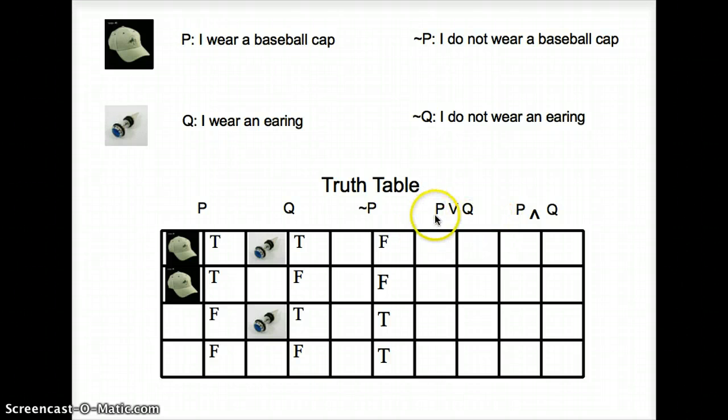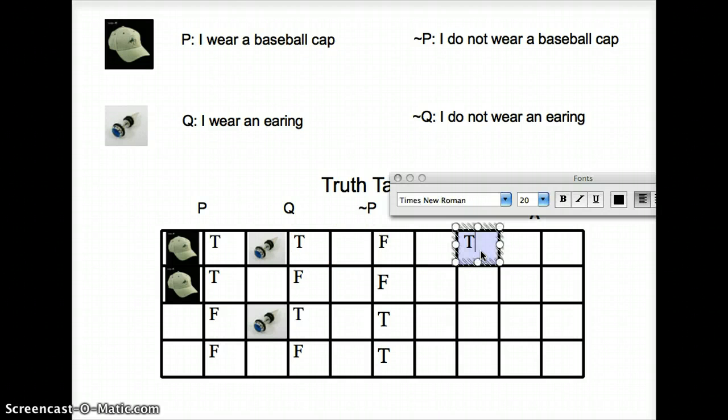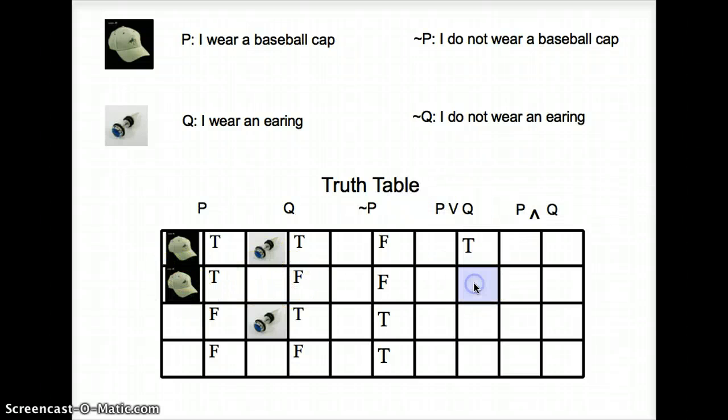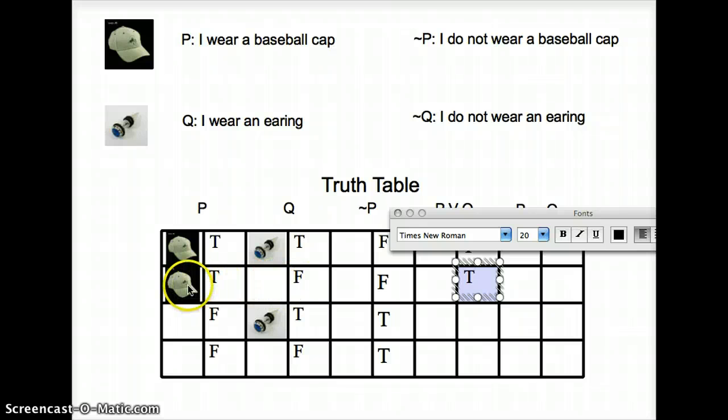Now let's look at an OR statement. An OR statement is one or the other has to be true for the whole statement to be true. In this case, I am wearing a hat or I am wearing an earring. That is true. In this case, I am wearing a hat, good, or I am wearing an earring. That's still true because I'm wearing a hat.